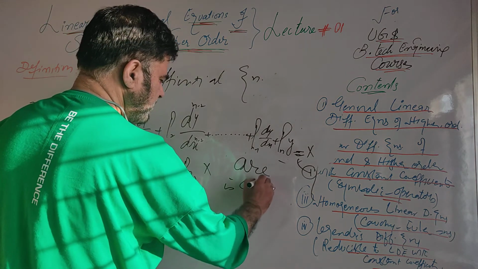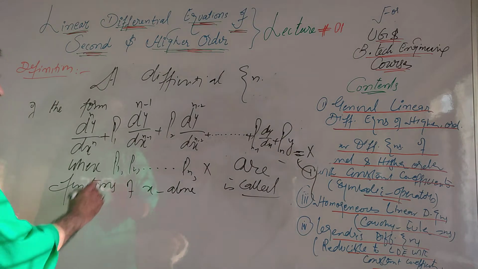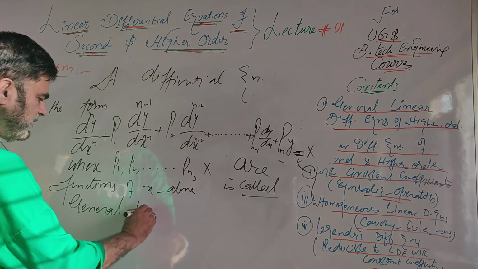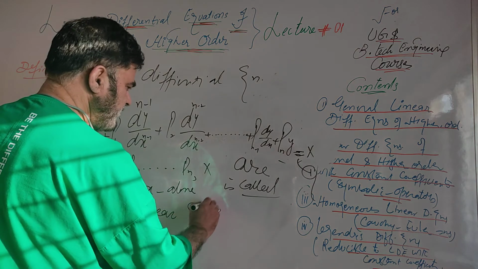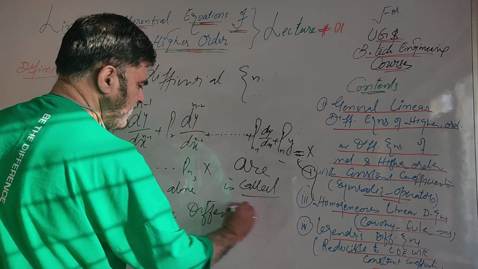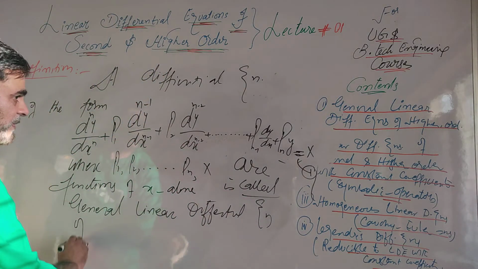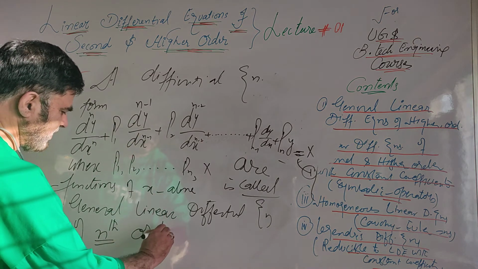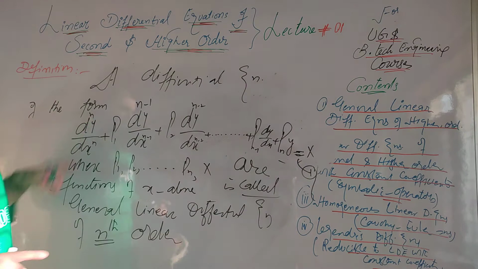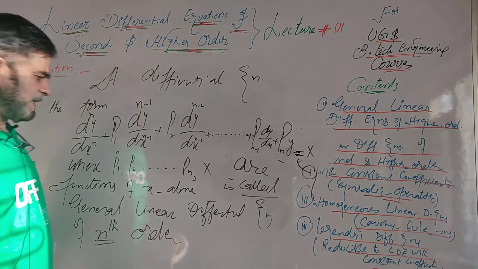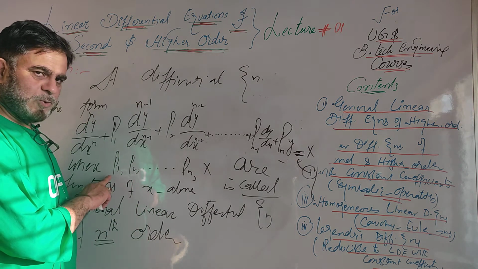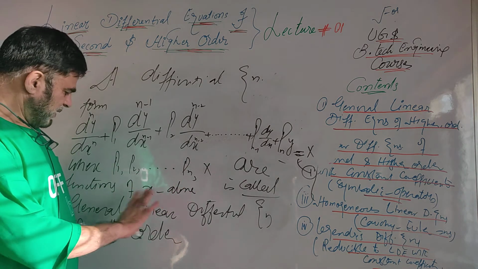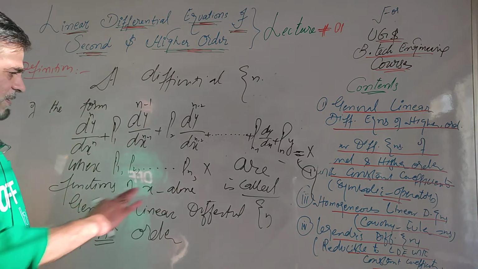This differential equation is called the general linear differential equation of nth order, because the highest order derivative involved is n. It is the linear differential equation of nth order, and we have mentioned that the coefficients p1, p2, up to pn, and x are functions of x alone. This is also a function of x.